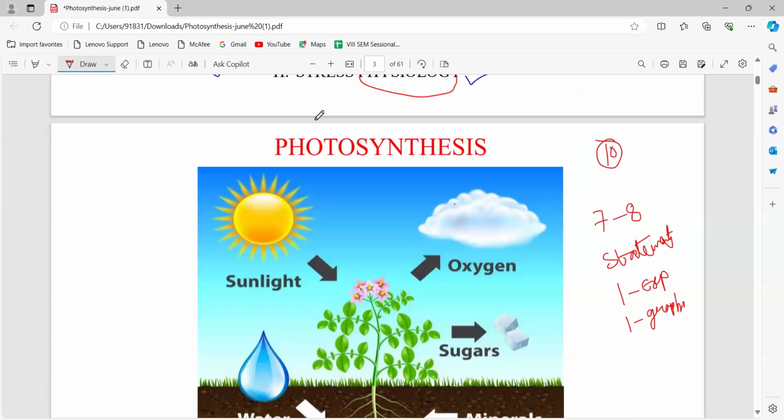So what is actually the process of photosynthesis? You all know very well. Photo means what generally?